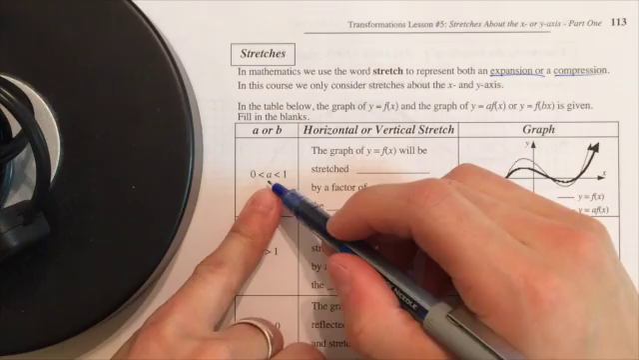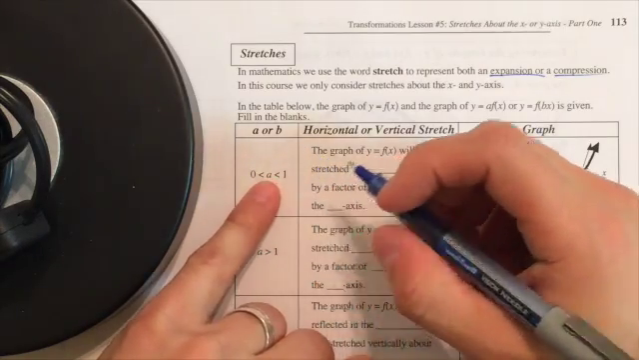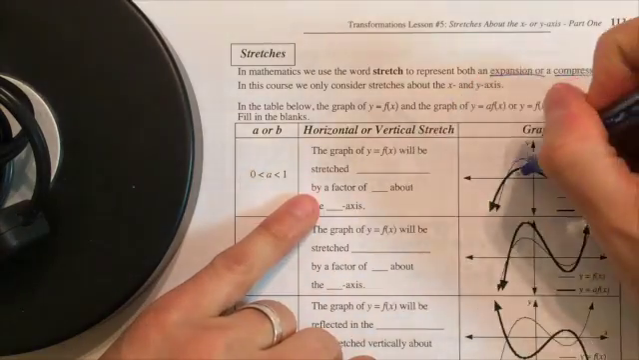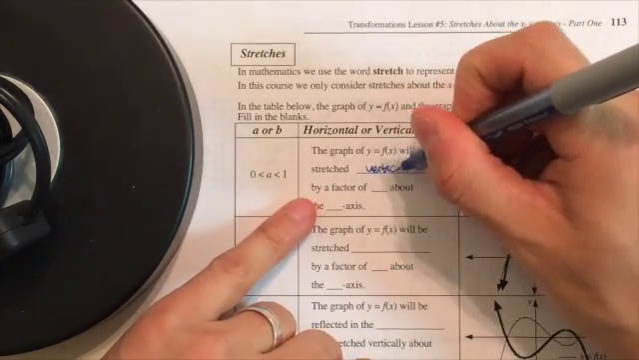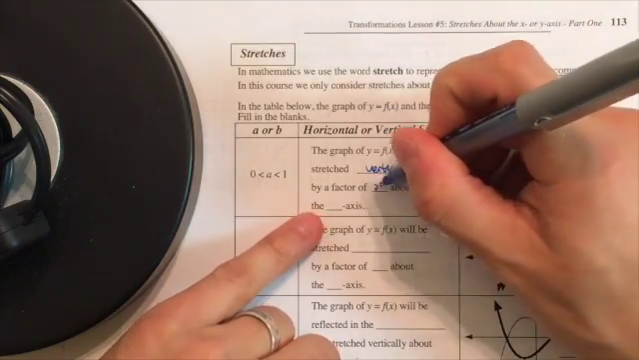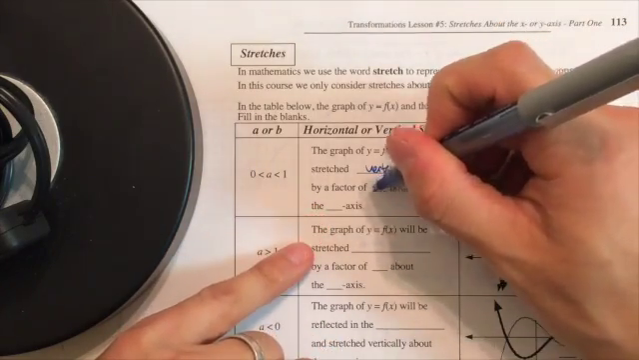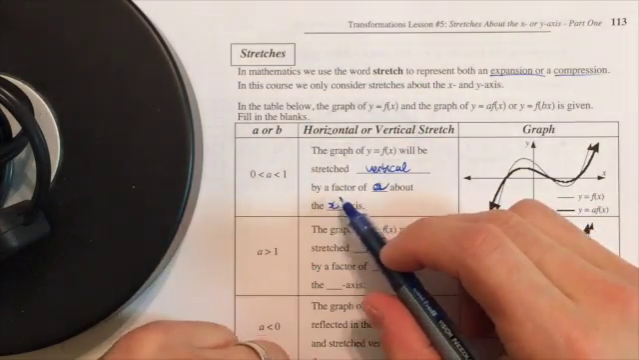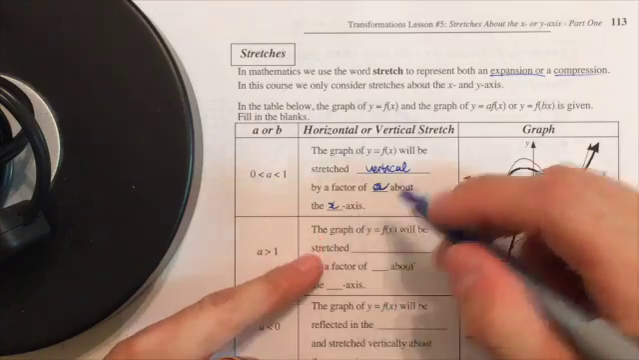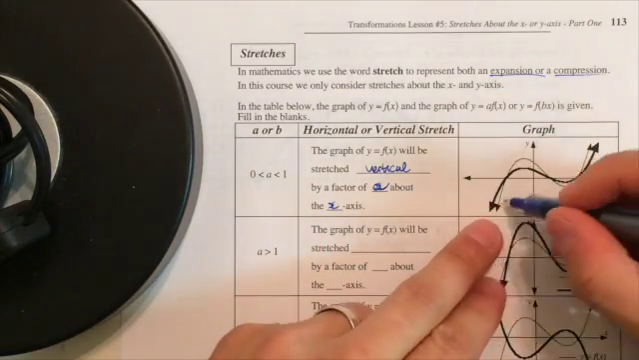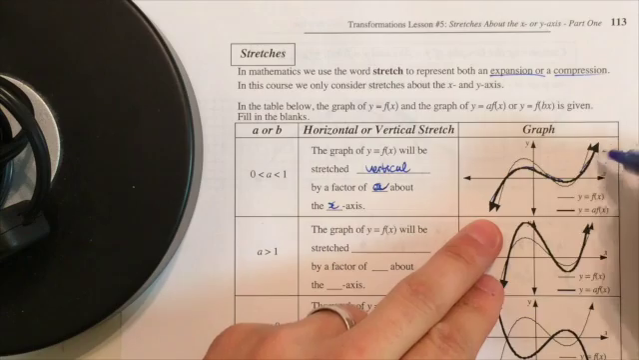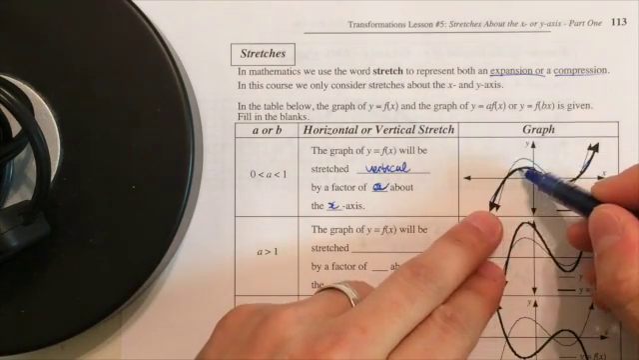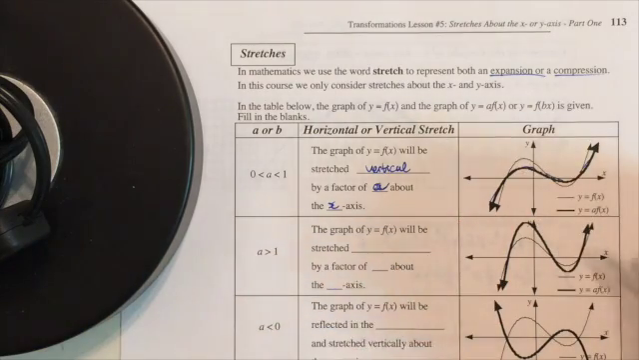So if we're looking at our a value, where a is greater than 0 but less than 1, and we look at this graph, this is going to result in a vertical stretch about the x-axis. So it's going to be by a factor of a about the x-axis. If we look at our new graph here, we can see that it's been compressed vertically, and all our y values are going to change, but our x value is going to remain the same.